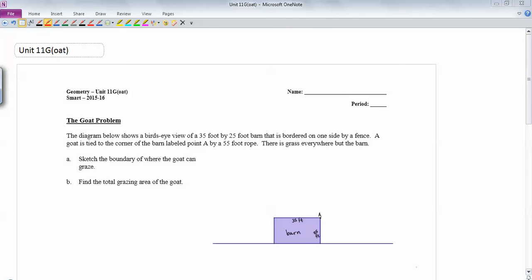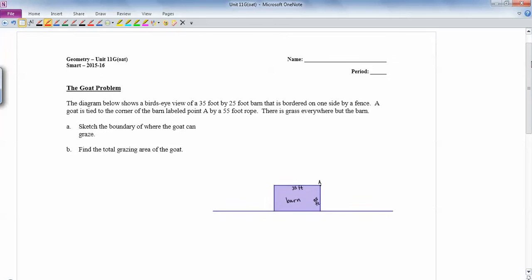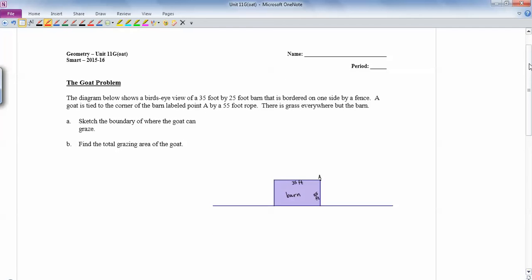Alright, so this video is the Unit 11G handout, which is what I like to call the goat problem. This is actually not an uncommon problem that you see. It ties together a bunch of different concepts related to area and perimeter. So the idea is that we're looking at a bird's eye view.